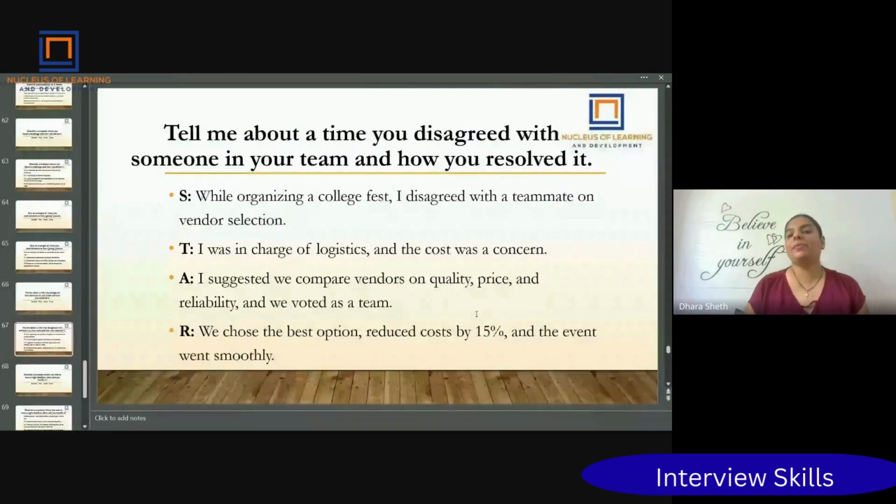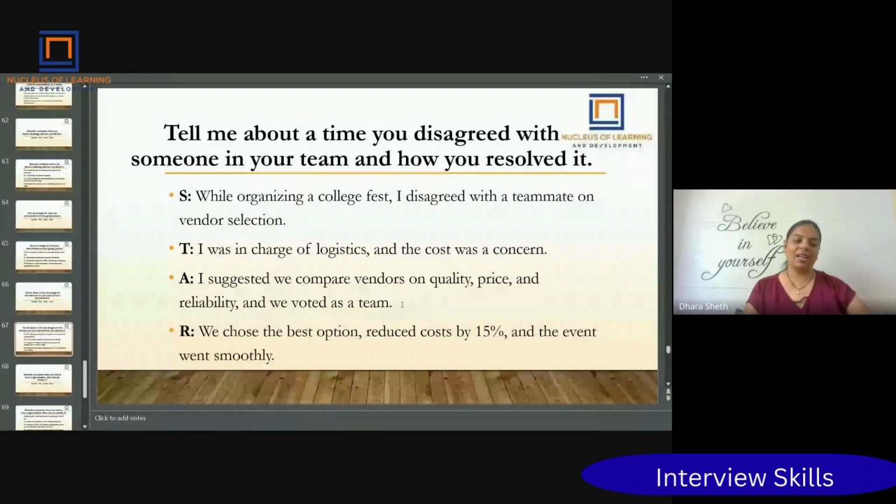Tell me about a time you disagreed with someone in your team and how you resolved it. A simple answer for this could be, while organizing a college fest, I disagreed with a teammate on vendor selection, which happens a lot in college fest committees. I was in charge of logistics and the cost was a concern. Then you talk about that entire process of how you negotiated or how you took prices from different vendors. I suggested we compare vendors on quality, price, and reliability, and then we voted as a team.